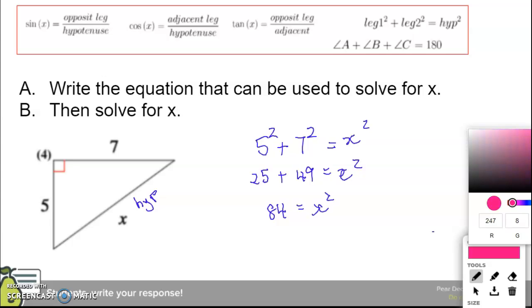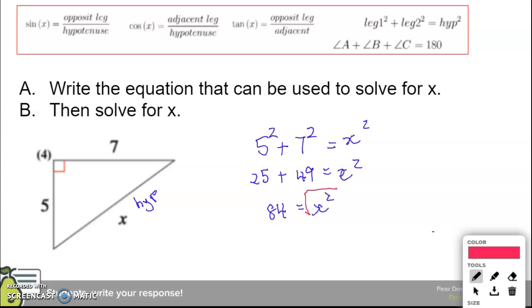How do I get rid of the x squared? I need to take the square root of both sides, where the square and the square root symbol cancel each other, they undo each other. So you're left with x is equal to the square root of 84. Now we need to always look to see, can I simplify the square root of 84? Well, I know that it is at the very least divisible by 4. So let's start with 4. That's going to be the square root of 4 times the square root of 21.